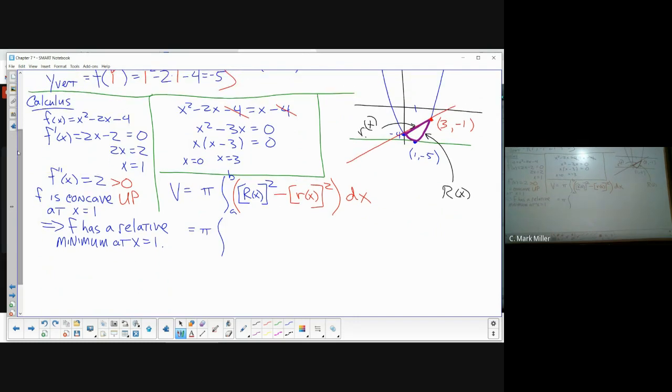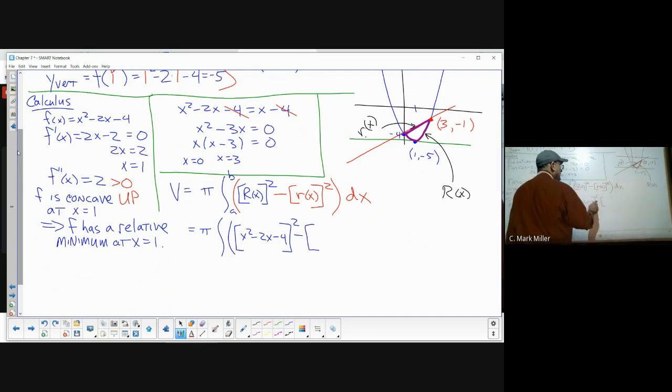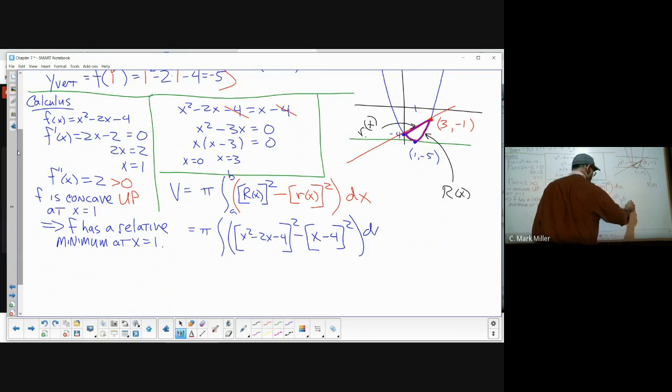And so we have what? My big one is, it's going to get messy. It's going to be x squared minus 2x minus 4 quantity squared. Ew, that's icky. I'm going to have to square a trinomial. I don't want to. All right. Then I'm going to subtract the equation of the line. x minus 4 squared dx.